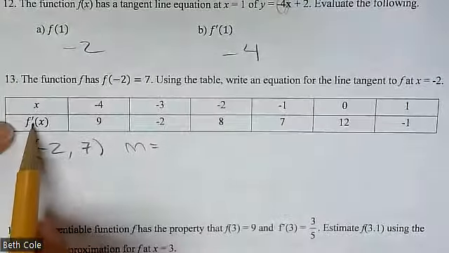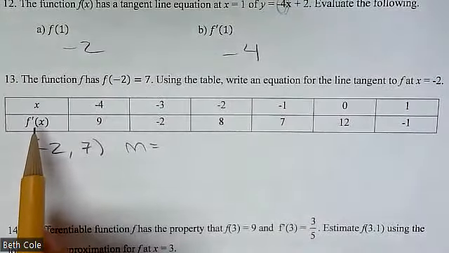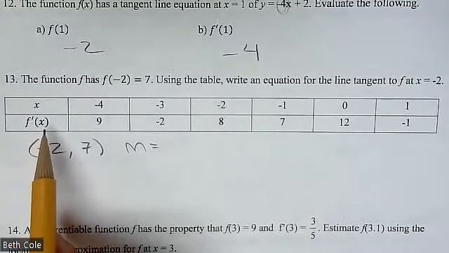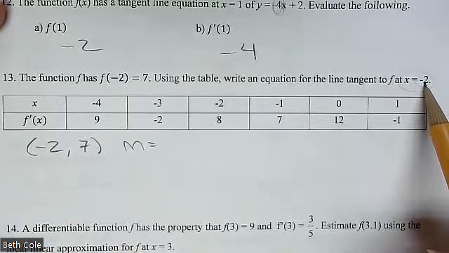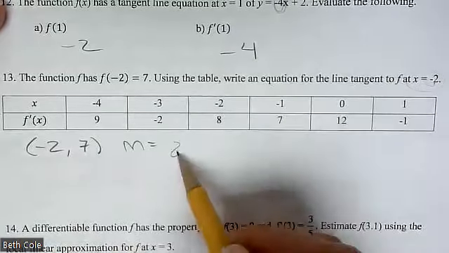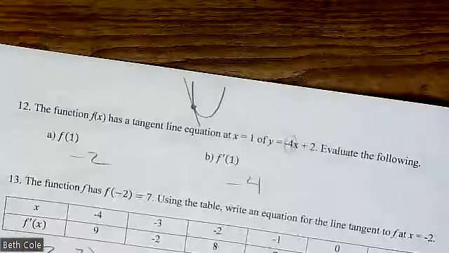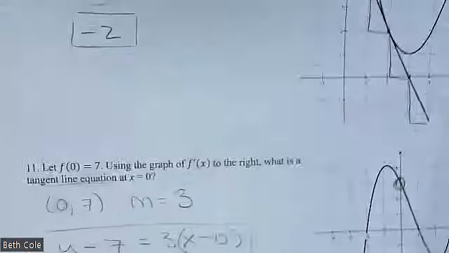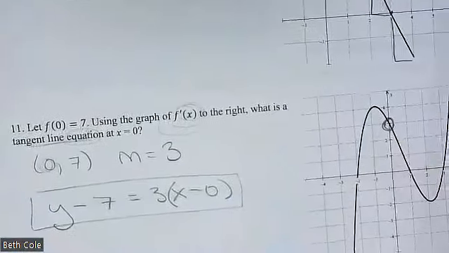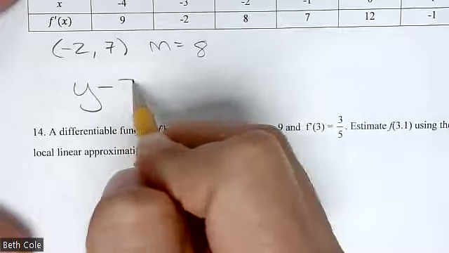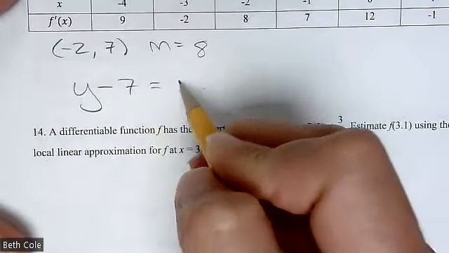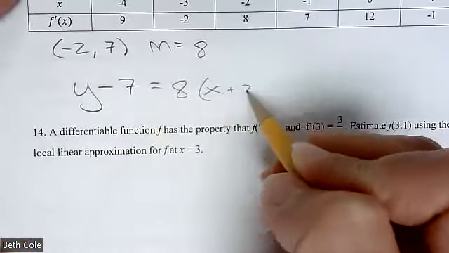Slope comes from the derivative. They gave us this handy derivative table. We need the derivative at -2. So what would that be? 8. It's the exact same thing we did in number 11, just instead of looking at a graph, you're looking at a table. All right, so that's your point and your slope. Put it all together: y minus 7 equals 8(x plus 2).